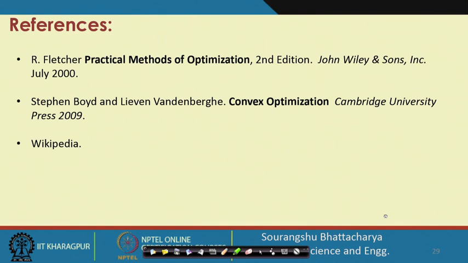These are some of the references. Practical Methods of Optimization by Fletcher is a very nice book which describes the derivative based methods, and Convex Optimization by Stephen Boyd and Lieven Vandenberghe is a book which describes the convex optimization techniques. Thank you.